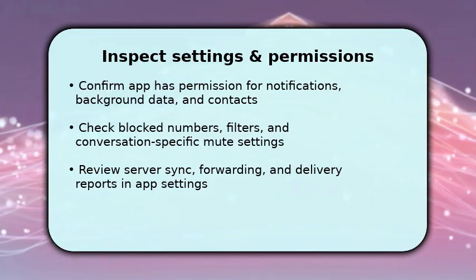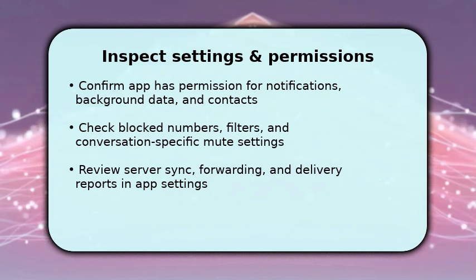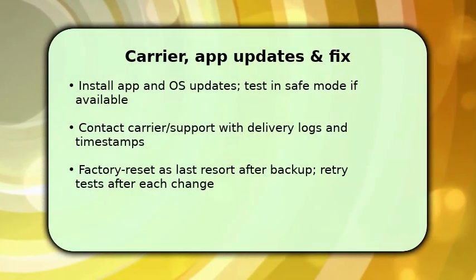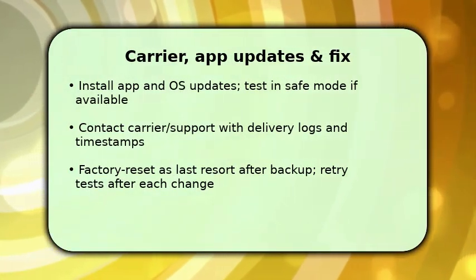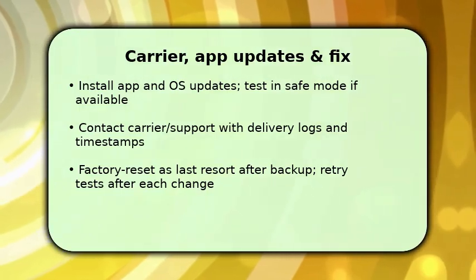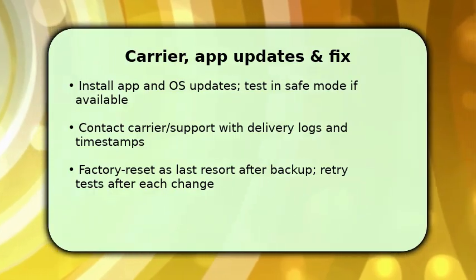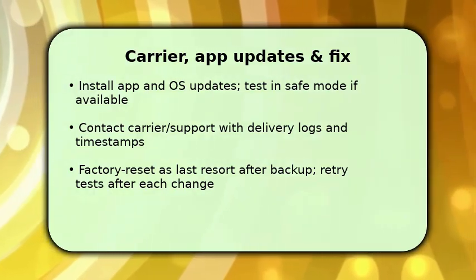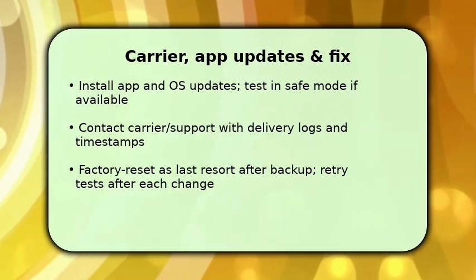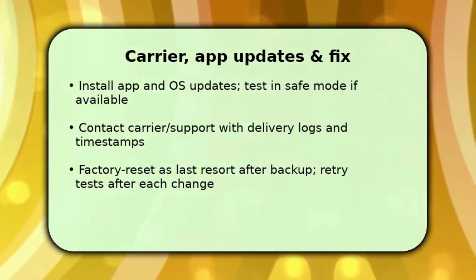You finish by eliminating external and last resort causes. Update the app and operating system, then test messaging or reboot into safe mode to isolate third-party interference. If problems persist, collect delivery timestamps and any error codes, and contact your carrier or app support for network-side checks. Make sure you back up messages before a factory reset. Only reset if support recommends it. If a reset fixes things.